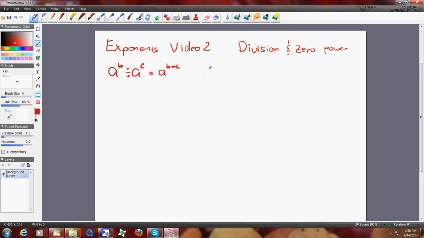What if you had 6 squared divided by 6 to the 4th? Now you're probably going to say, oh, well, 4 minus 2 is 2, and that's certainly true, but what you really have is 6 to the 2 minus 4, which equals 6 to the negative 2. Well, that's certainly true, so let's see what that actually means.